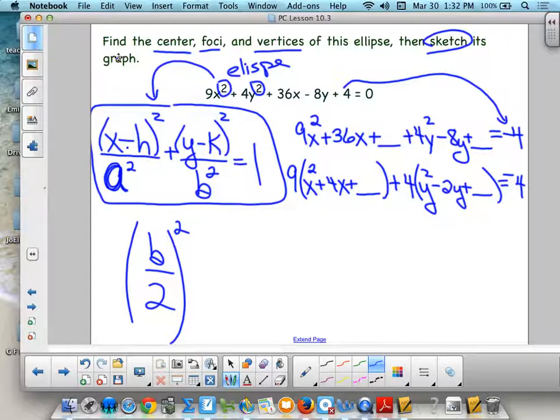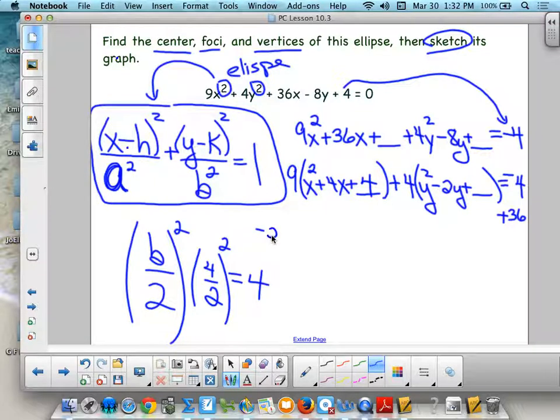Okay, now complete the square. Take the b value, 4, cut it in half, square it, you get 4. Put a 4 here. So you're adding 4 to the left side. Do you add 4 to the right side? You're adding 36, not 4. It's 9 times 4, which is 36. So you're going to add 36 to this side. Okay? Complete the square on the next one.